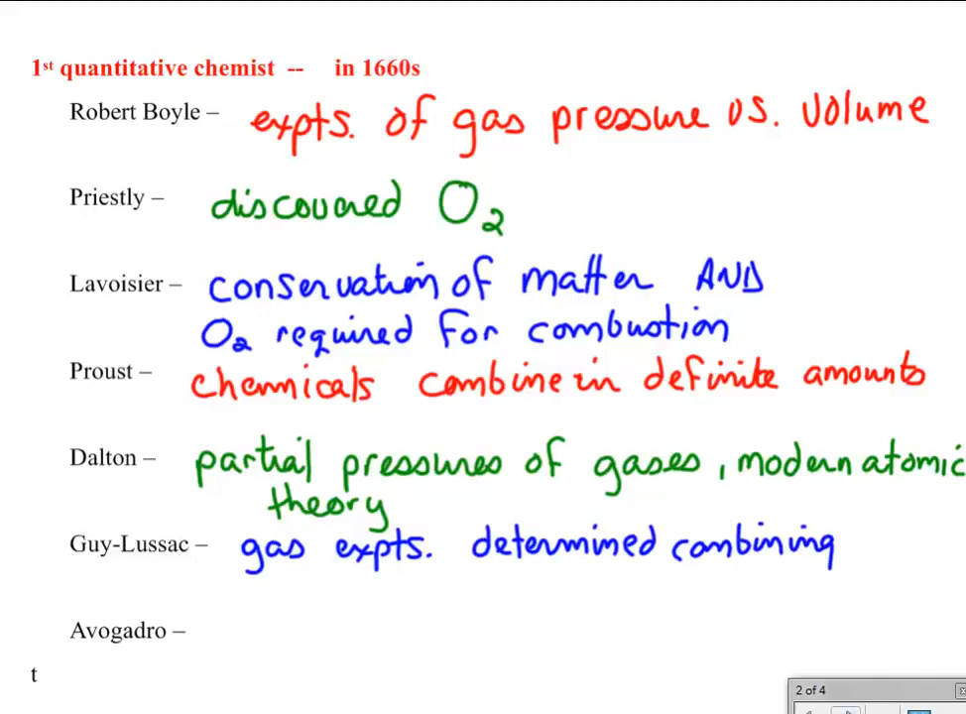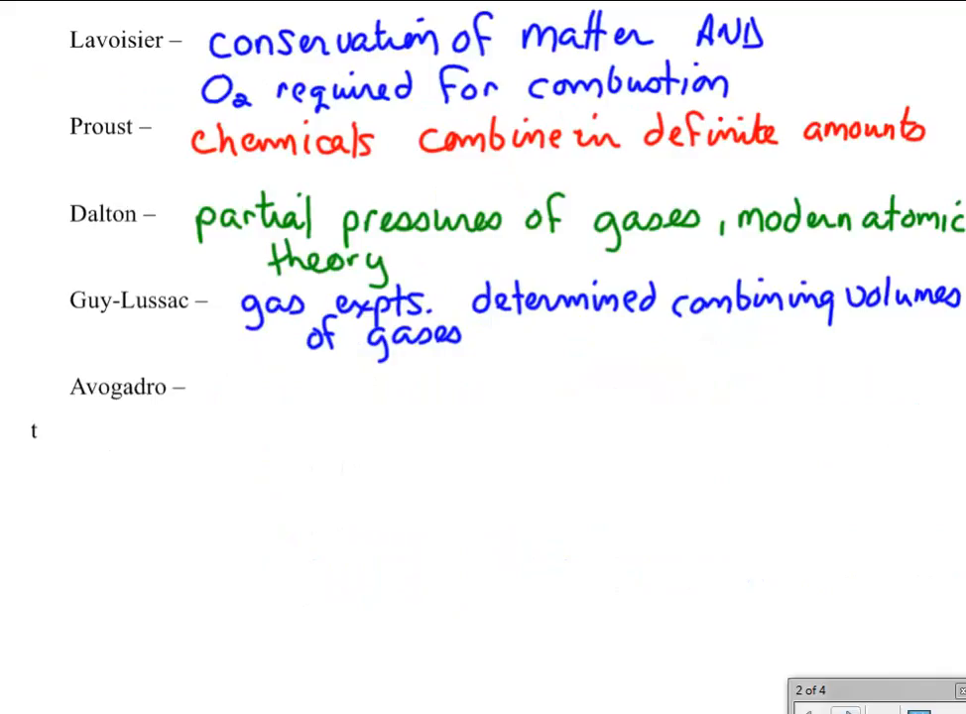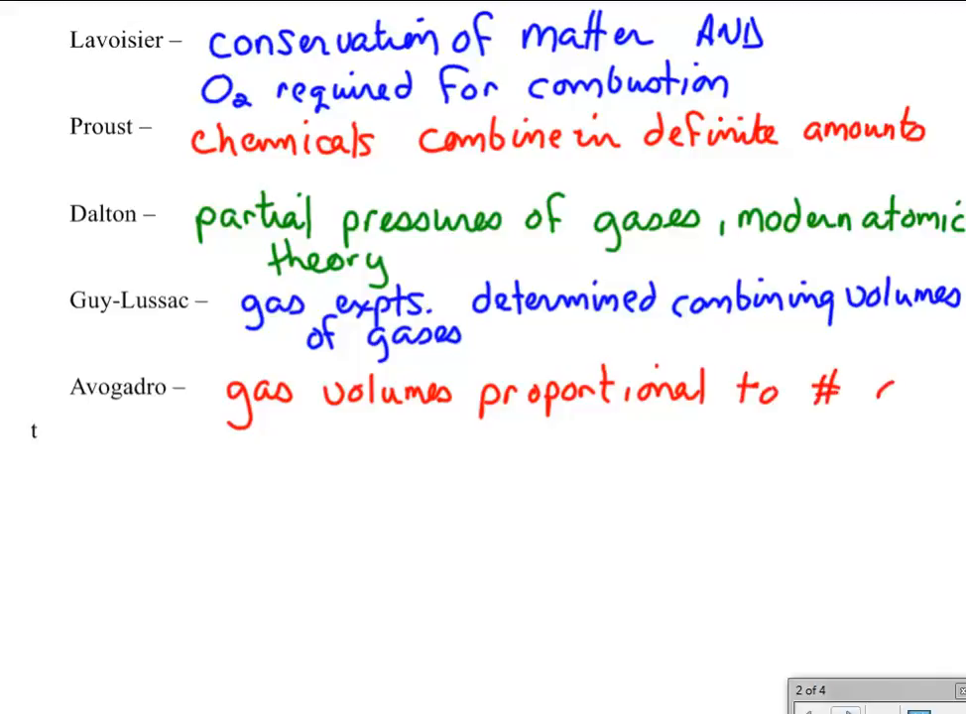Our final guy is Amedeo Avogadro, an Italian, and he also worked with gases. He came up with all of his ideas in working with gases, and he found that when he combined gas volumes, the volume of gas he had, if the temperatures and pressures were constant, was proportional to the number of particles that he had present in his container. And with the experiments along those lines, he came up with what we now consider the mole concept.